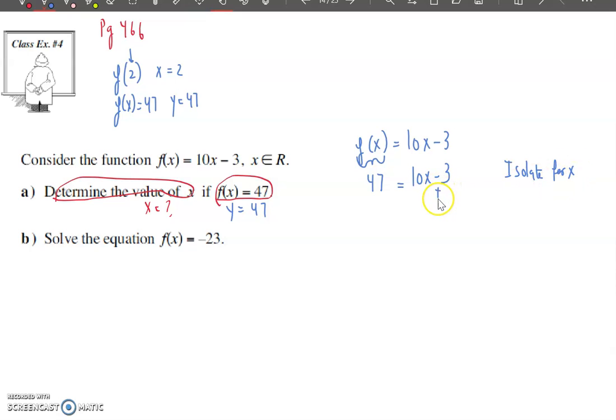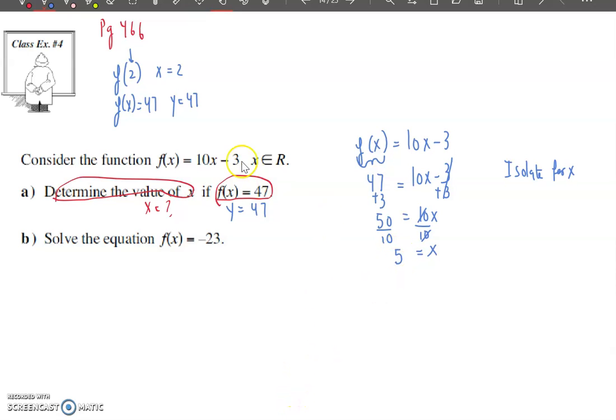So we're going to go plus 3 because it was minusing. So then we're left with 10x equals 50. And then in order to isolate for x, you're going to go divided by 10 on both sides. So that means x is equal to 5.